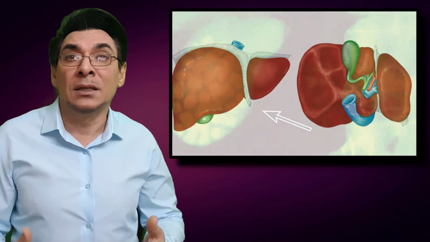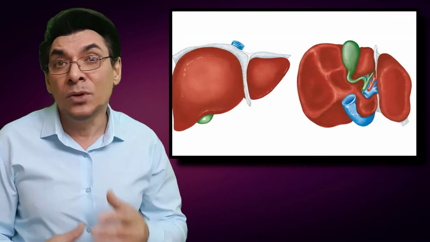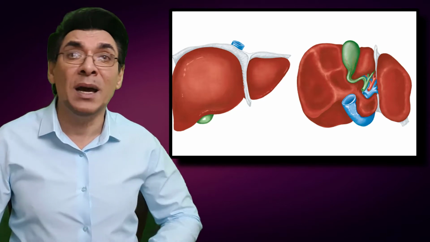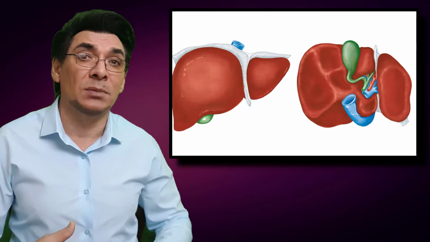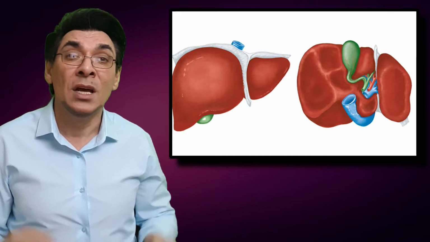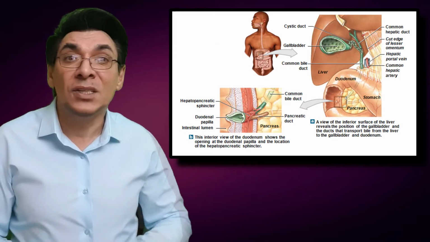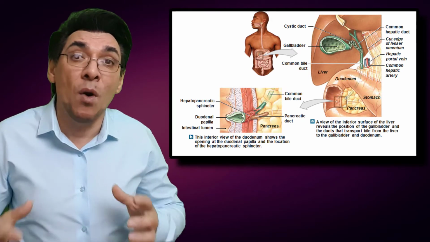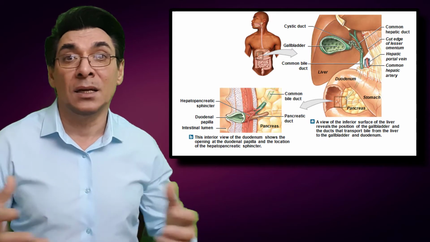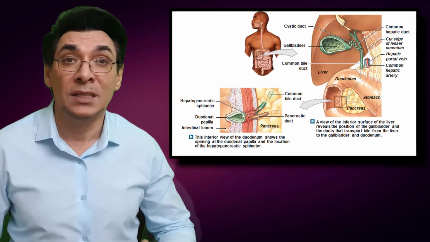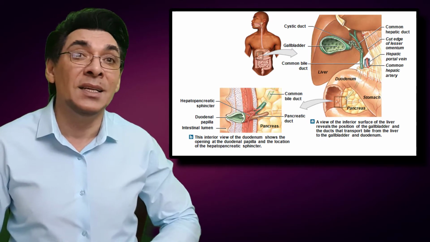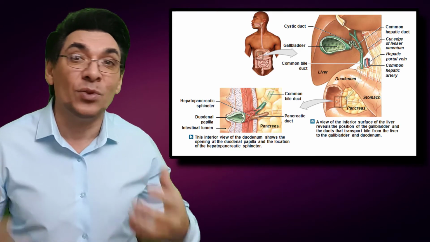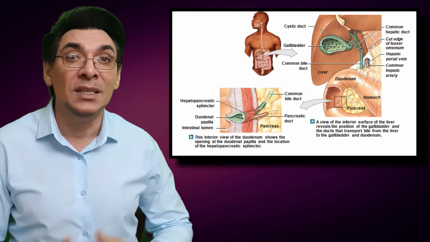Neural and hormonal stimuli regulate the secretion and release of bile. Bile secretion by the liver is stimulated by parasympathetic stimulation through the vagus nerve. Secretin, which is released from the duodenum, also stimulates bile secretion and release. Cholecystokinin stimulates the gallbladder to contract and release bile into the duodenum.